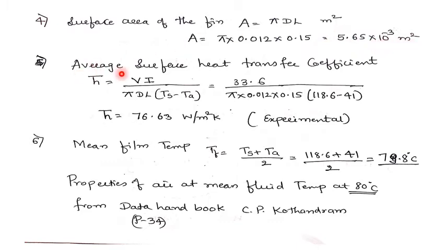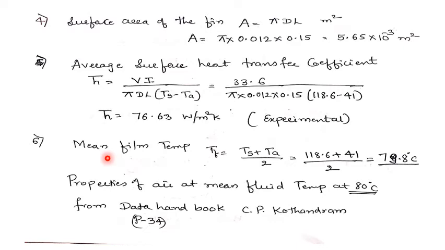So now let us calculate the average surface heat transfer coefficient experimentally, where h bar is given by V into I divided by pi into D into L, into the bracket Ts minus Ta. So V into I, that is heat input, is 33.6 divided by pi into D, the diameter, is 12 mm, L is 0.15 meter. So this is in the bracket 118.6 minus 41 degree centigrade. So my h bar is 76.63 watt per meter square Kelvin by the experimental method. So now we'll calculate the heat transfer coefficient theoretically.